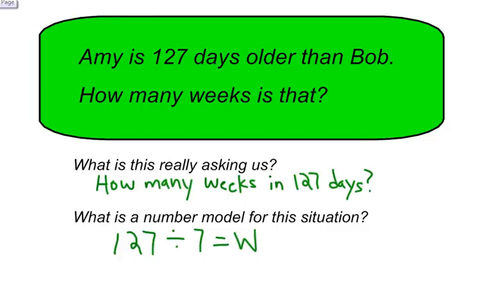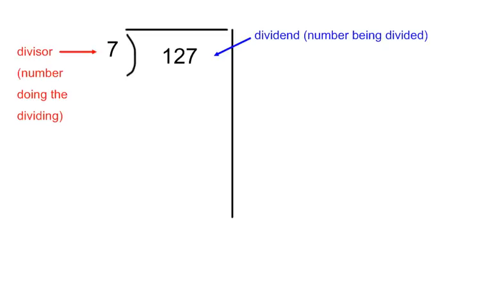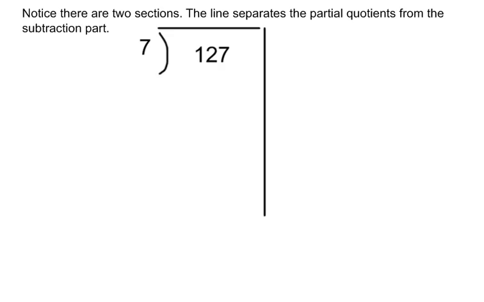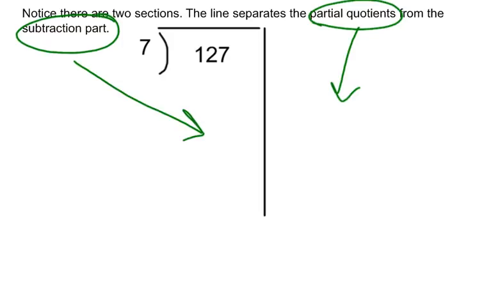Let's go ahead and set up the problem. This is how we set up a problem for partial quotients algorithm. We take the dividend, the number being divided, and put it under sort of like a little overhang with a curve. That's our division bar. And then we take the divisor, which is the number doing the dividing, and we put it to the left of the curve. And we draw this really long line down the right side. You'll notice that this makes 2 sections. It separates the partial quotients, which will be on the right, from the subtraction part, which will be on the left. All right, let's get started.